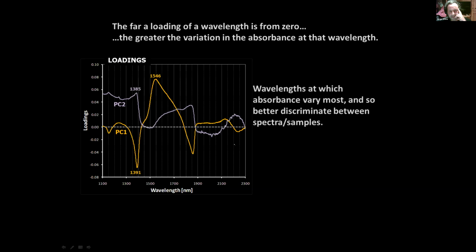Let's say, for instance, if we plot loadings against the wavelength of the whole near-infrared spectra, from 1100 to 2300, we see that these wavelengths are the place in the spectra where absorbance varies most. And also this one. These loadings represent the wavelengths at which we can find the most variation in the spectra.